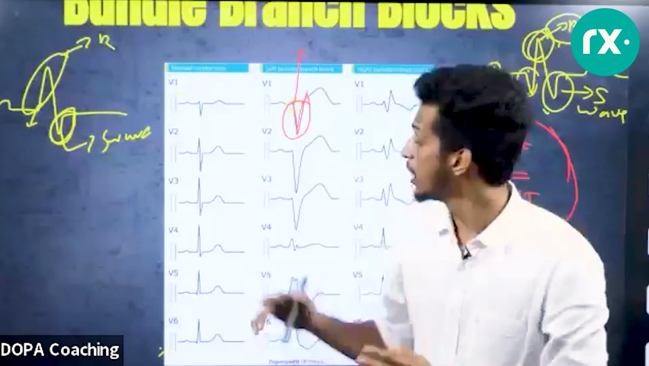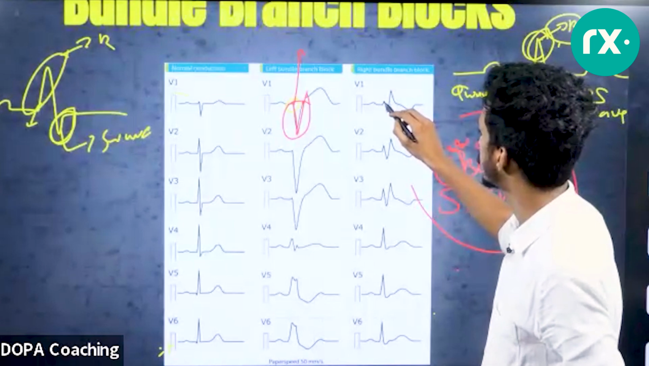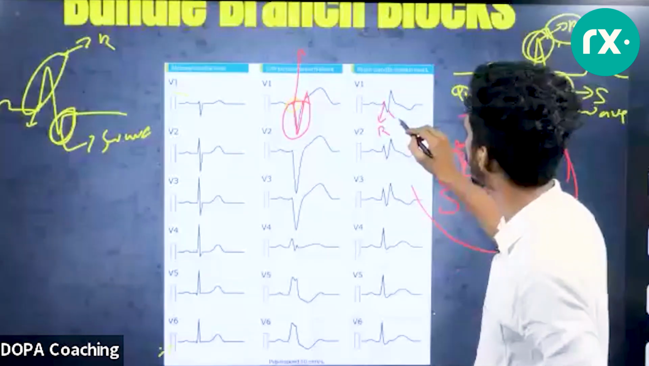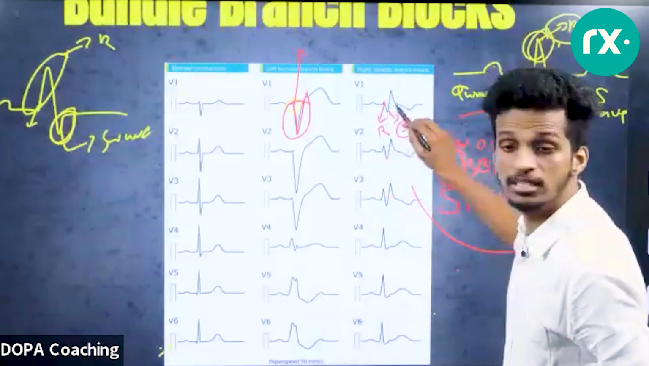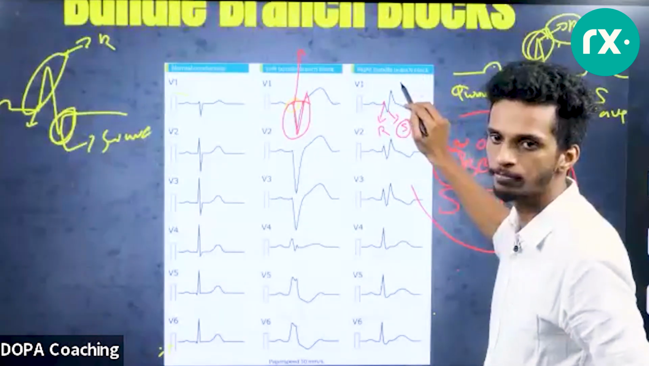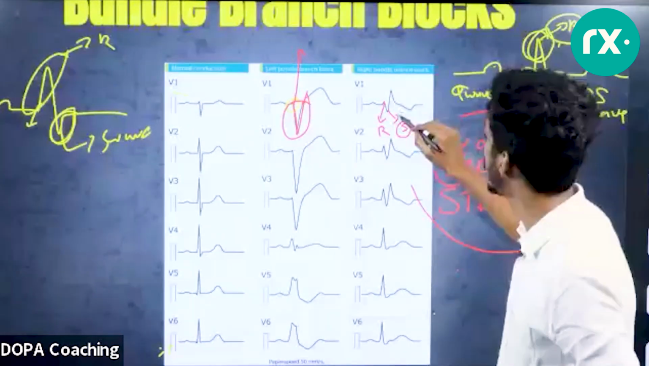I hope it's fine. RBBB is called an RSR' pattern. The first positive deflection is an R wave. The negative deflection after the R wave is the S wave. And we see a positive deflection after the S wave. This is not what we see usually. But in RBBB, after an R wave and then an S wave, we see another positive deflection.